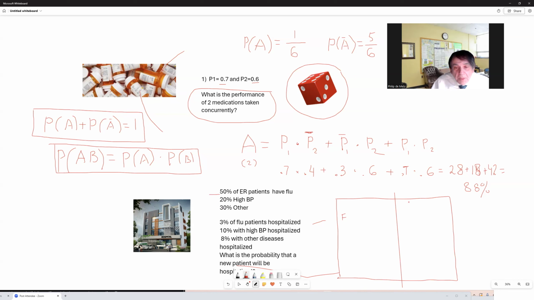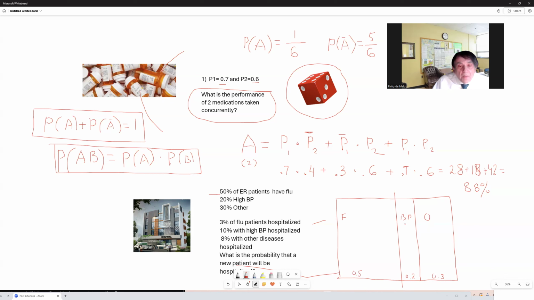20% have high BP, blood pressure. So this is 0.5, 50%. This is 0.2, BP. And this one is 30%, 0.3, they have other diseases. I put O here, other diseases.